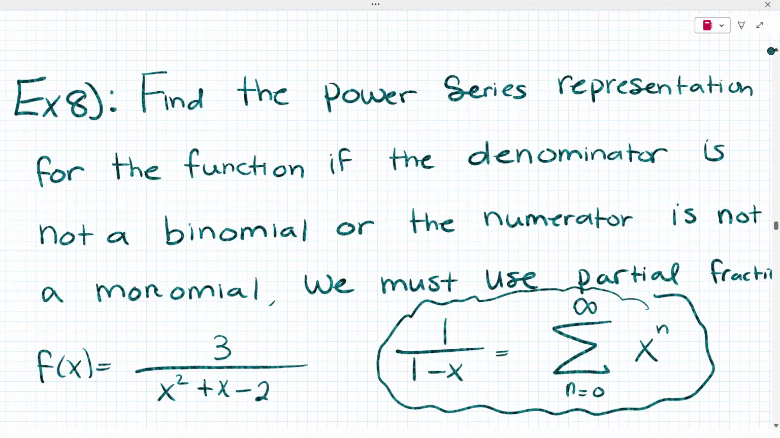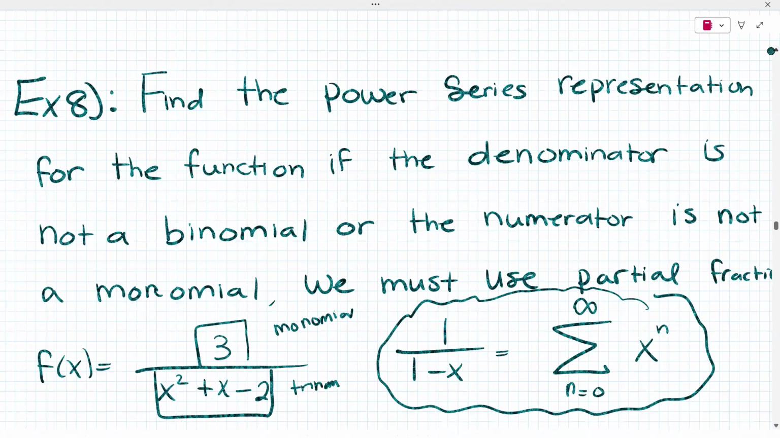And so this is what we have, f of x equals 3 over x squared plus x minus 2. So the numerator is fine. It is definitely a monomial, right? Meaning it's one term. That's perfectly fine. But the denominator is not a binomial, it's a trinomial, right? So we got a problem.